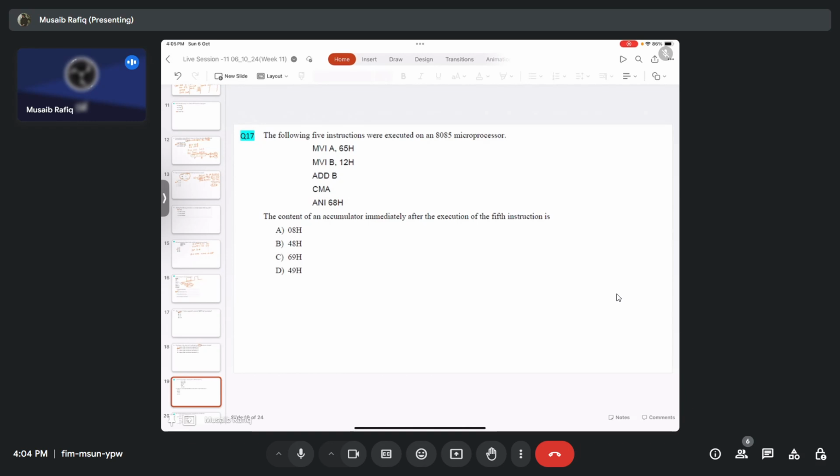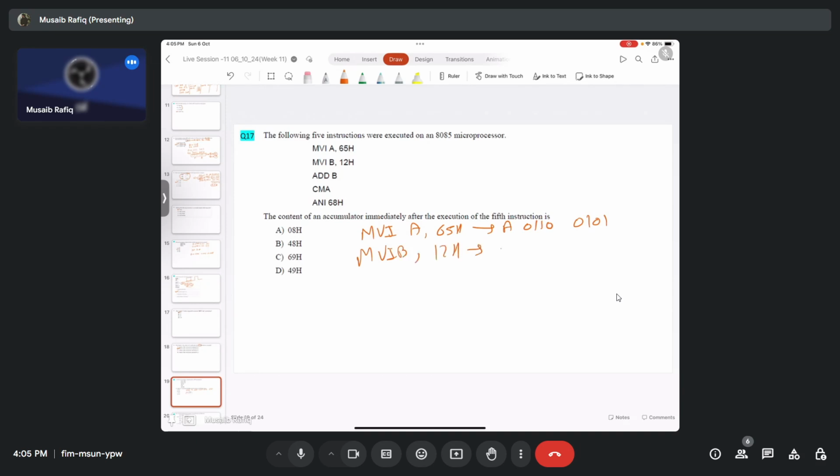So let me just show you the solution. We have this first instruction MVI A, 65 hex, that is A gets loaded with 0110 0101, and then MVI B gets loaded with 12 hex, that is B gets 0001 0010. Then you have ADD B, so contents of B get added to the accumulator, so it's A plus B.